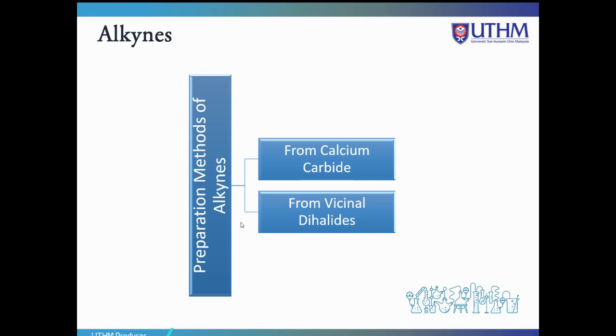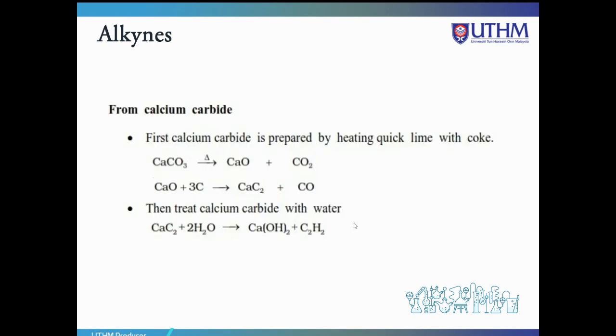The third group of hydrocarbon is alkyne. Alkyne can be prepared from calcium carbide, and it also can be synthesized from vicinal dihalide. The first method of producing alkyne is from calcium carbide. First, calcium carbide is prepared by heating quick lime with coke, which is shown in the reaction below. Then the calcium carbide is treated with water to produce alkyne.